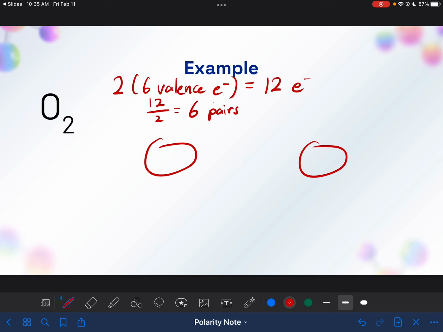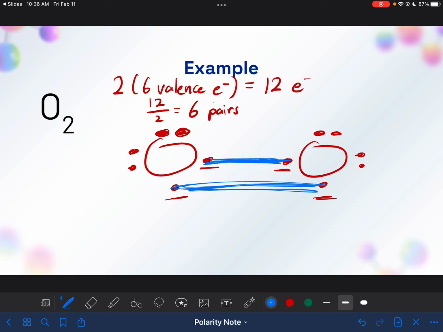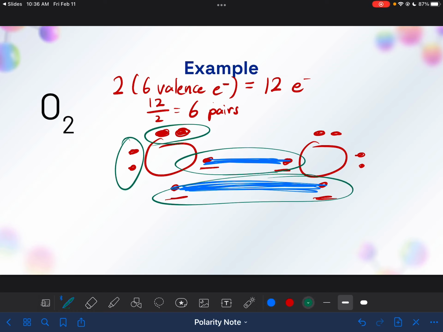So let's see what we can do. We have 1, 2, 3, 4, 5, 6. 1, 2, 3, 4, 5, and 6. As you can see, we have 2 unpaired electrons, which means the magic happens like this. Okay, so there are 2 bonds that are made together. And if we count out the number of pairs, we have 1, 2, 3, 4, 5, and 6, which means this is an accurate picture.